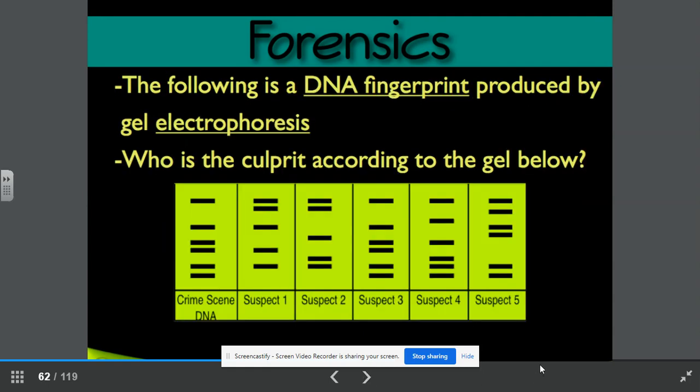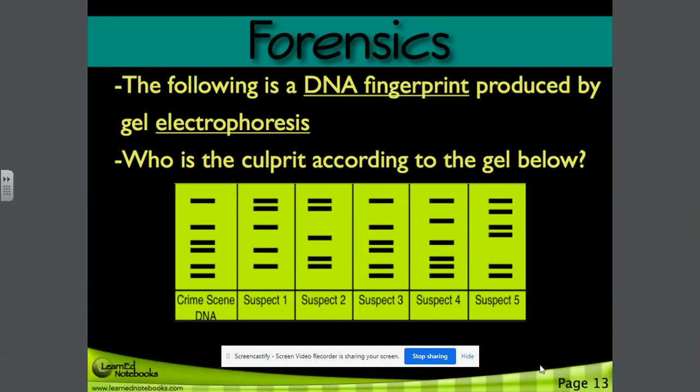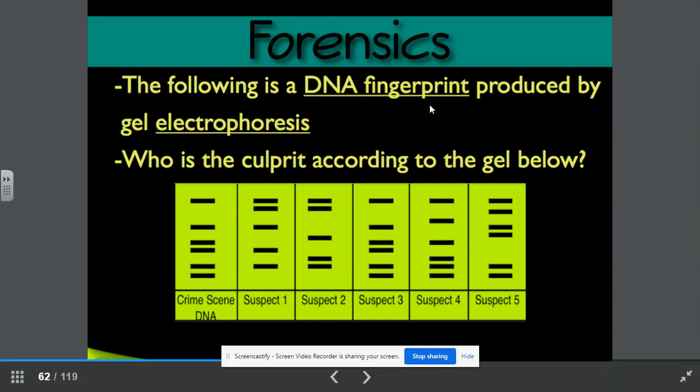So here's an example. The following is a DNA fingerprint produced by gel electrophoresis. When we say fingerprint, we don't mean prints off of your finger, but rather a pattern that is taken from the DNA left at the crime scene. So who is the culprit according to the gel below? Here is the crime scene DNA. This is what was found. Now look at this pattern and see if you see the same pattern in suspect 1, suspect 2, suspect 3, suspect 4, or suspect 5.